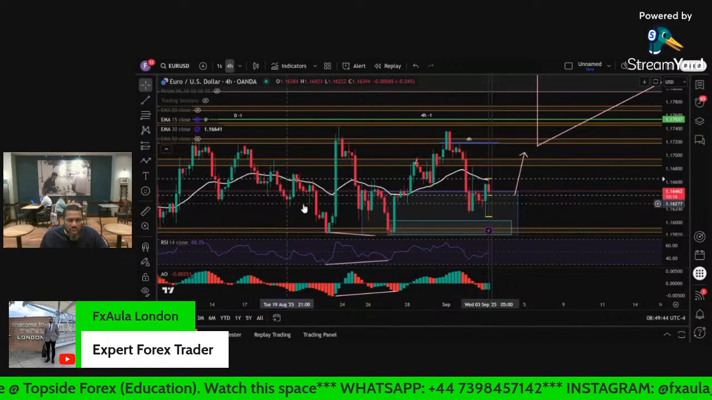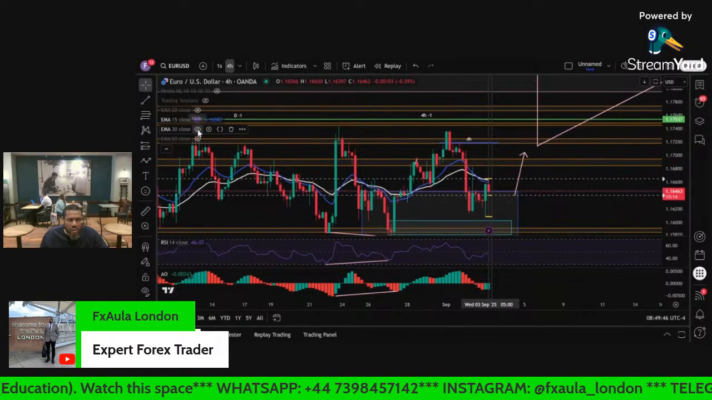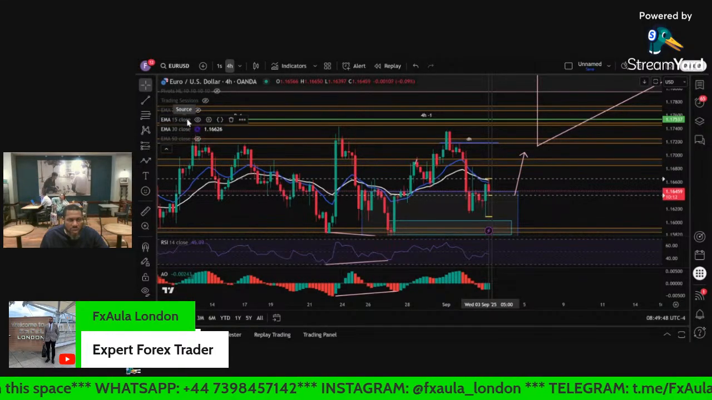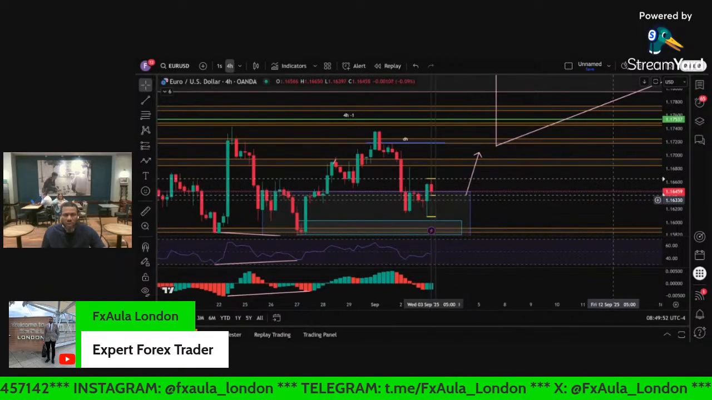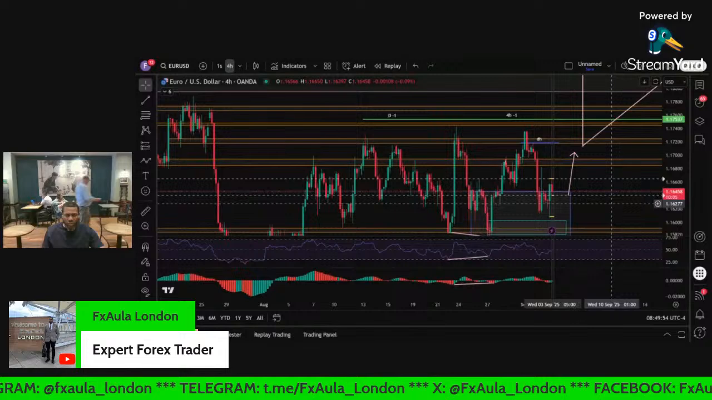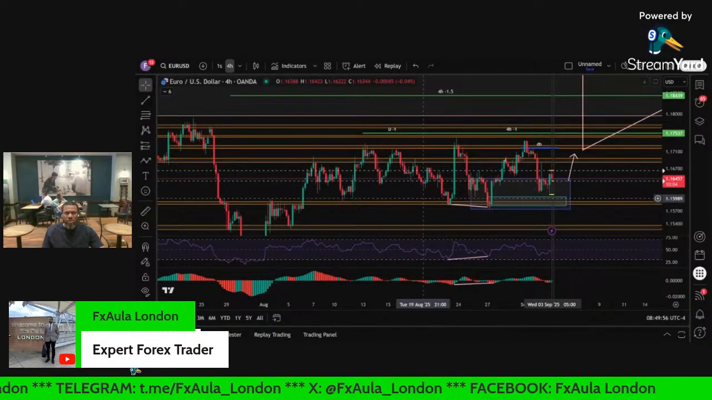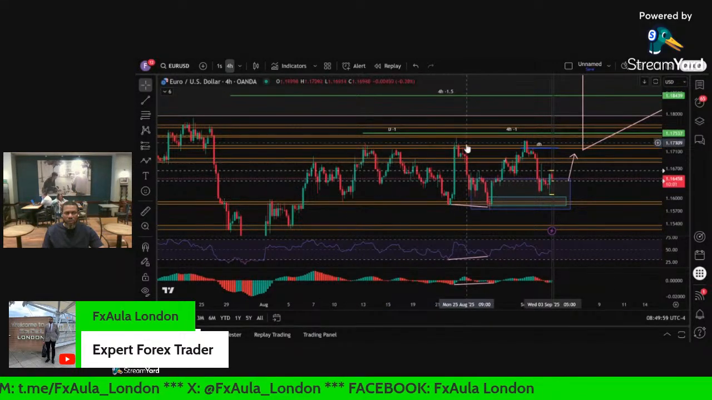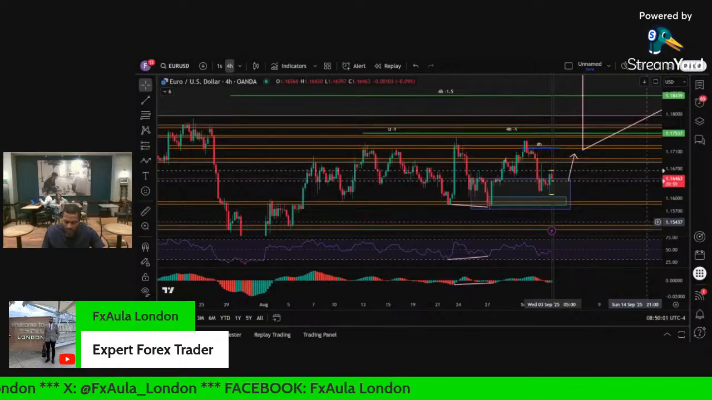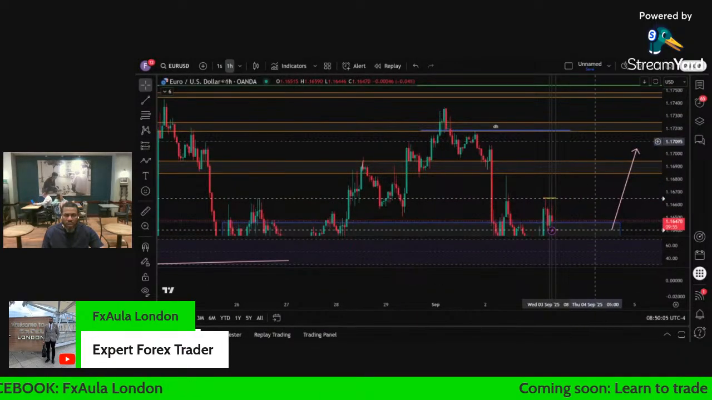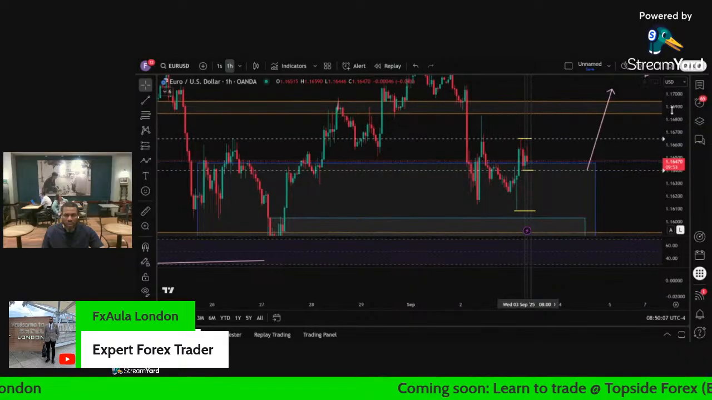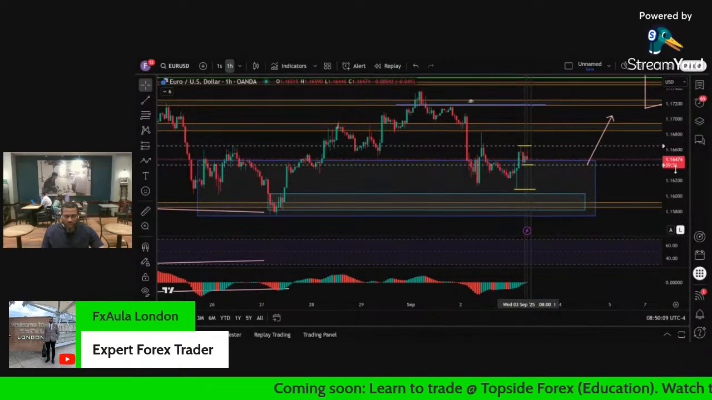I'm bringing my moving averages. So this is because price has been in a range, as you can see, on the 4-hour time frame. Now I'm switching to the 1 hour. And this is where we are.